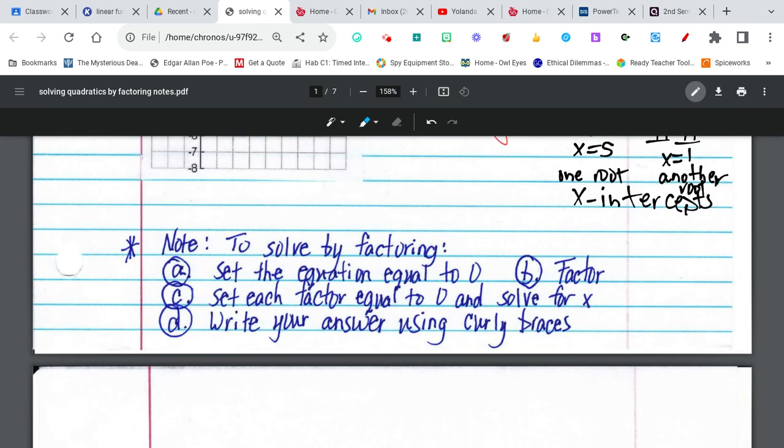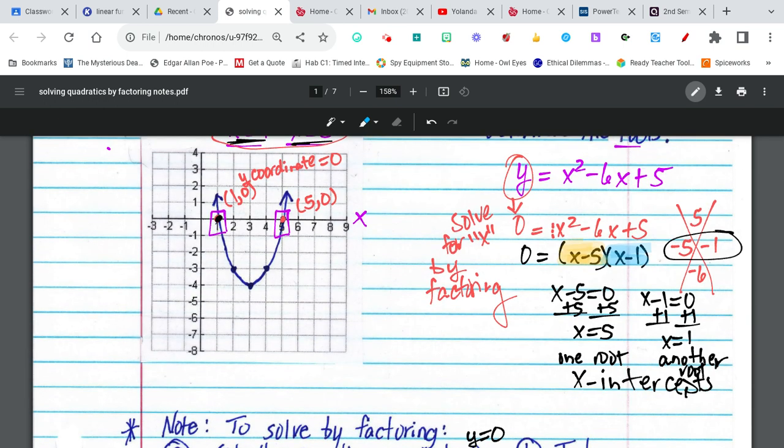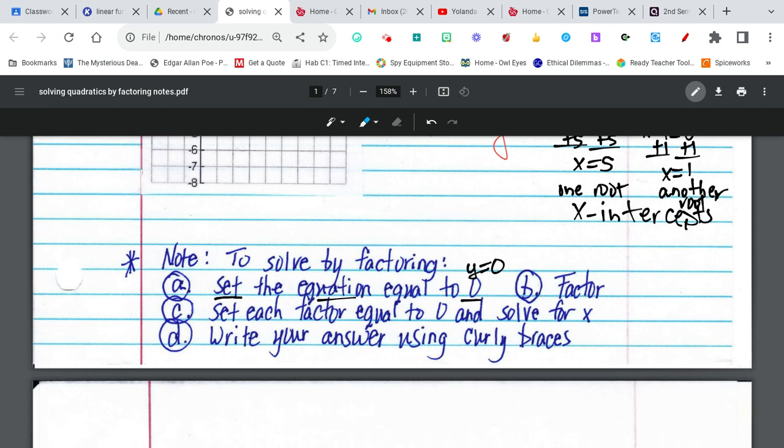Okay, so let's take a look at the note. To solve by factoring, what do we do? Well, we set the equation equal to 0 first because our y has to be 0, because on the graph for an x-intercept, the y is always 0. B, you want to factor, and you can use that graphic organizer I gave you too. C, you want to set each factor equal to 0 and then solve for x.